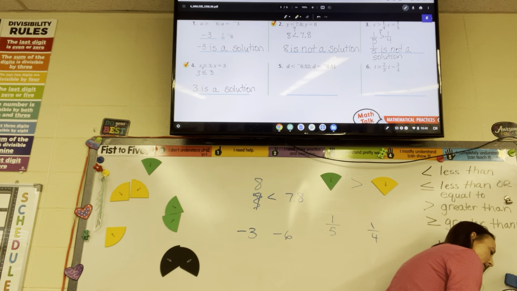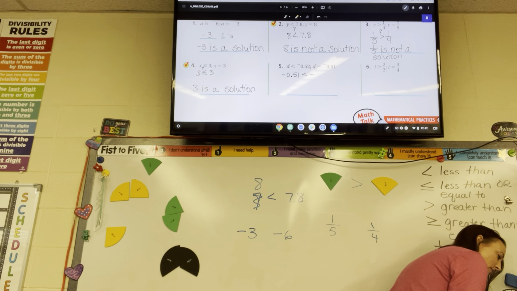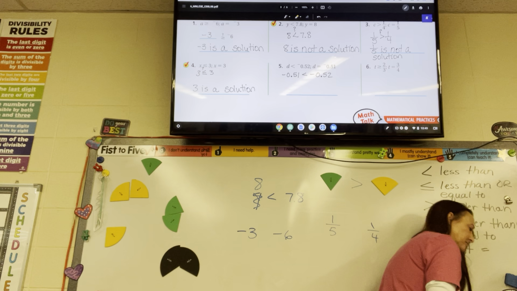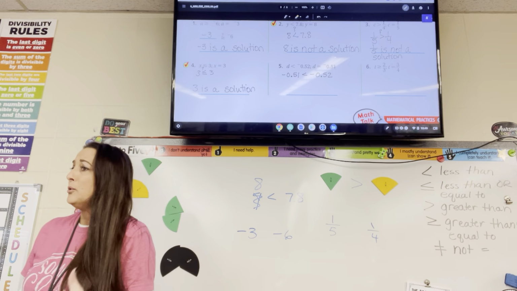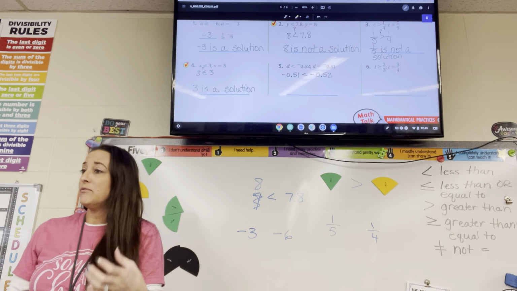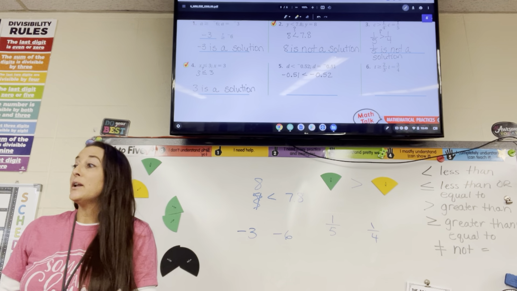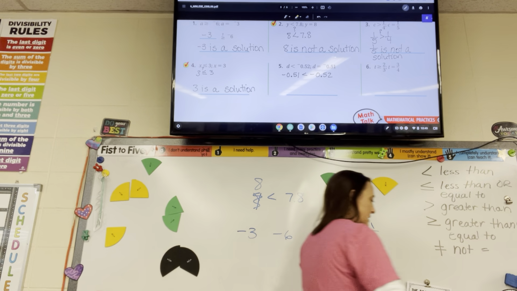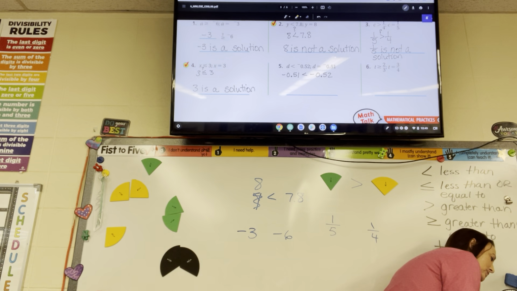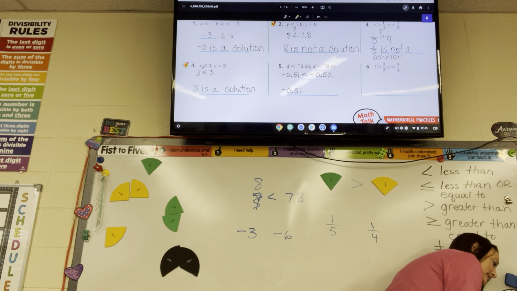Okay, next we're going to plug in -51 hundredths for D is less than -52 hundredths. Now normally if these were positive numbers, you would think 52 hundredths is going to be bigger than 51 hundredths, right? But since they're negatives, it's the opposite. -52 is going to be further to the negative side than -51. So -51 hundredths is not a solution.